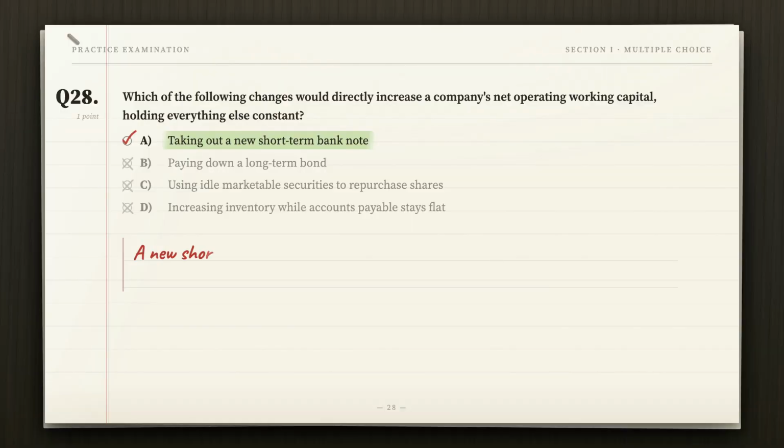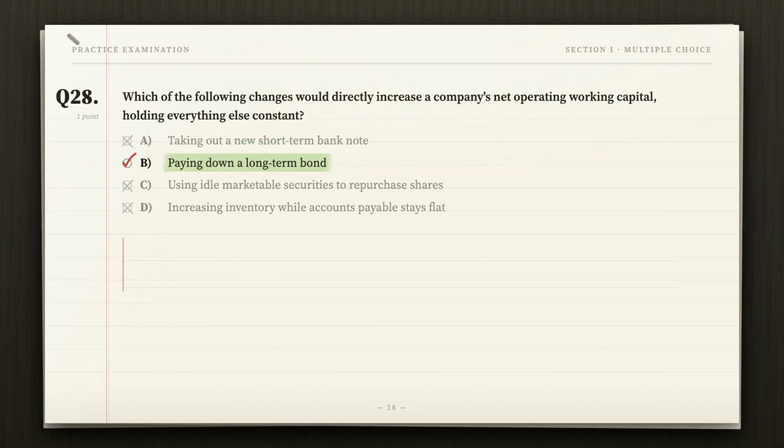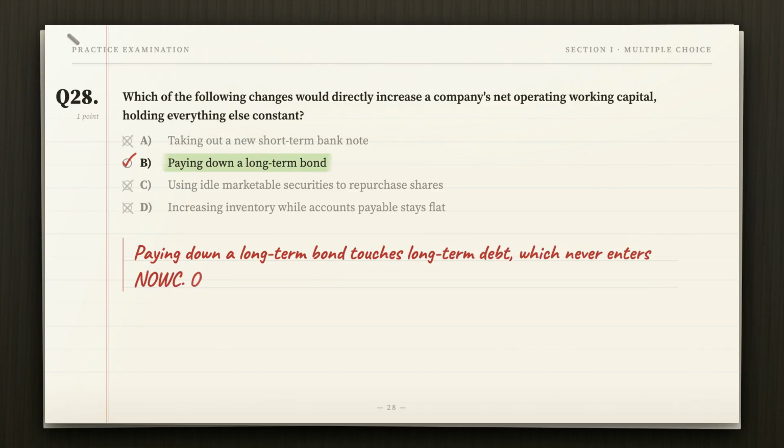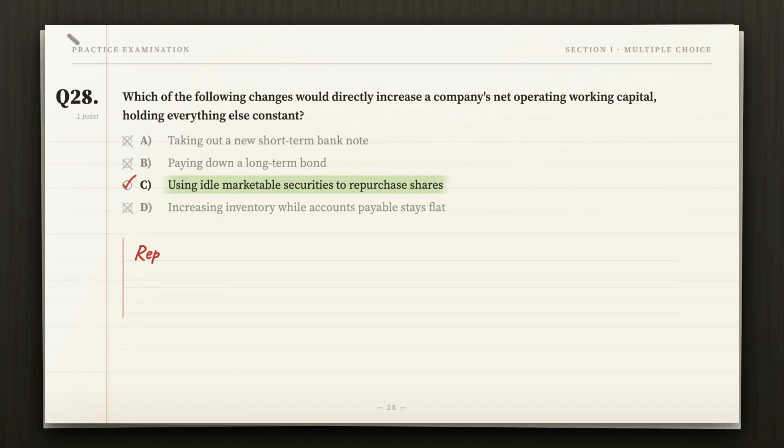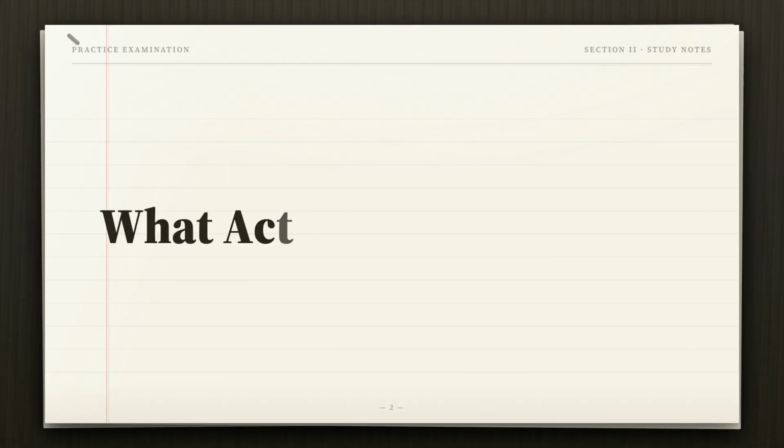A is wrong because a new short-term note changes notes payable, which sits outside the NOWC formula. It moves the current ratio, not NOWC. B is wrong because paying down a long-term bond touches long-term debt, which never enters NOWC. Operating working capital is unaffected. C is wrong because repurchasing shares with marketable securities moves non-operating items and equity, none of which are in the NOWC formula. NOWC does not change.